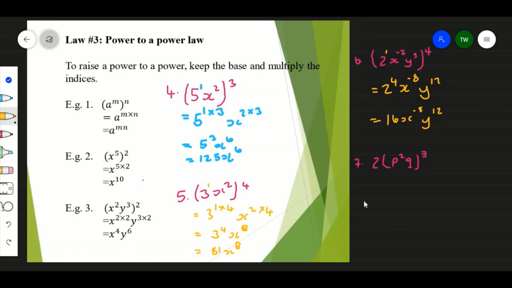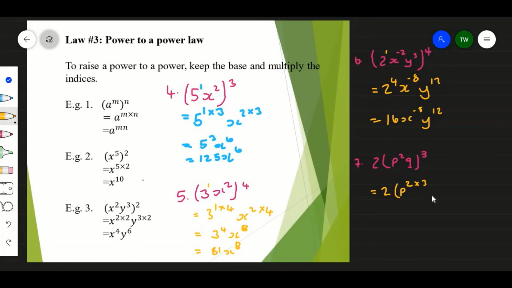All right. To our final example now, what we have here is 2 bracket p squared q, all of that raised to the 3rd power. So here, note that the 2 is not inside of the bracket. All right. So what we're going to do is keep our 2 as is, open our bracket, and then it's going to be p raised to the 2nd power, multiplied by the power outside of the bracket, which is 3 in this case.